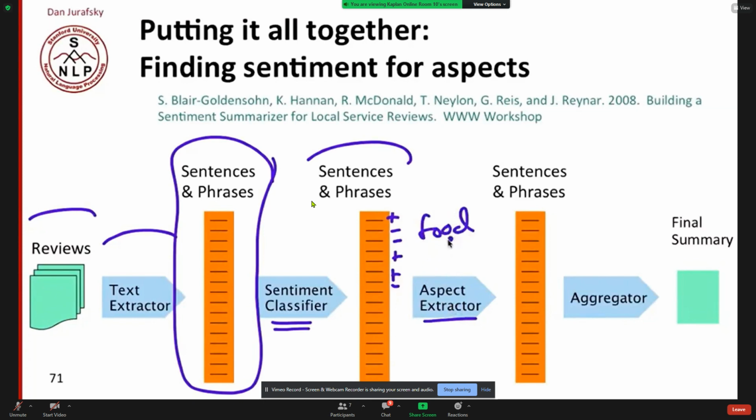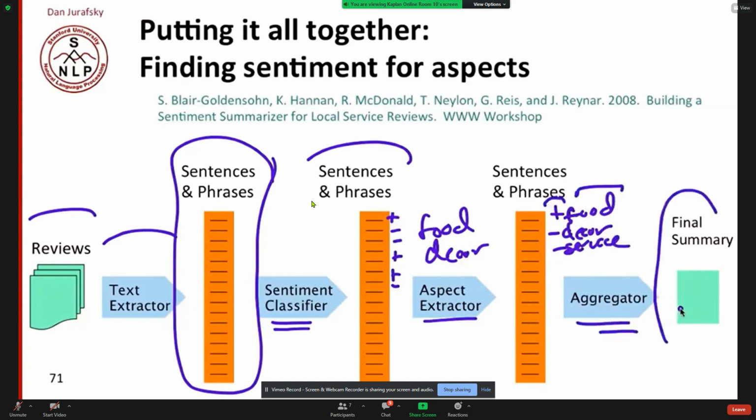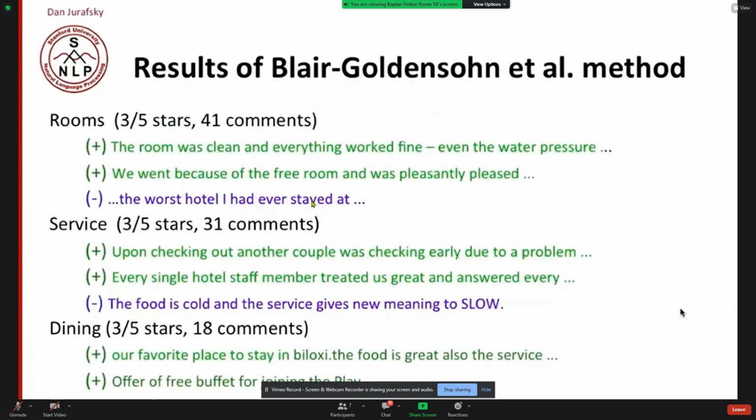We're going to extract the aspects of these. So is this about food? Is it about decor? What's the sentence about? And so now we have plus food, and now we have minus decor, minus service, and so on. For each sentence or phrase, we have both a sentiment and an aspect. And now we aggregate these together and produce a final summary.